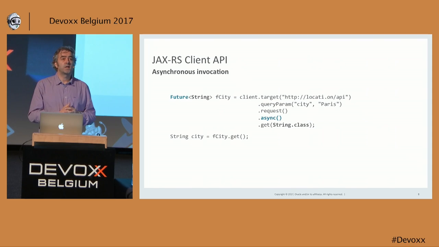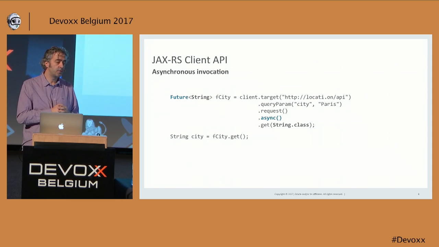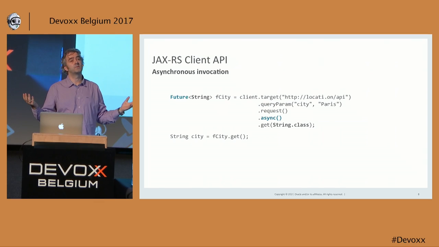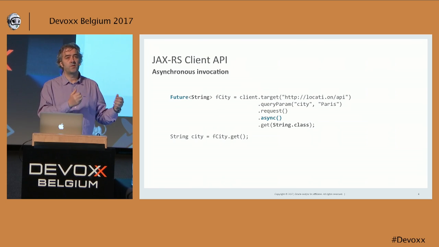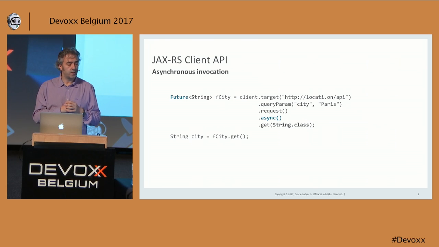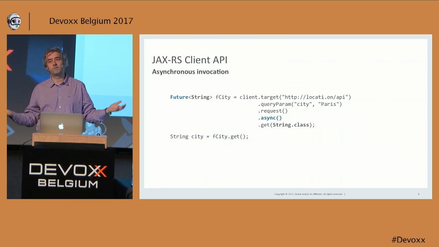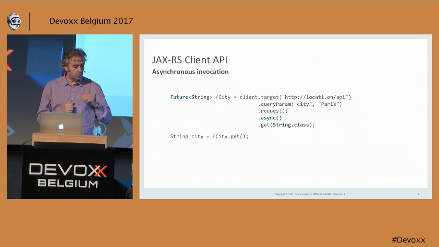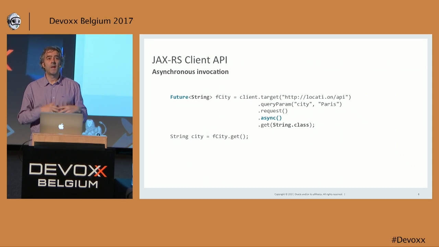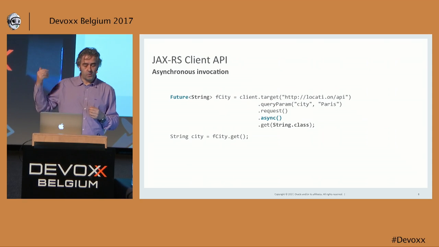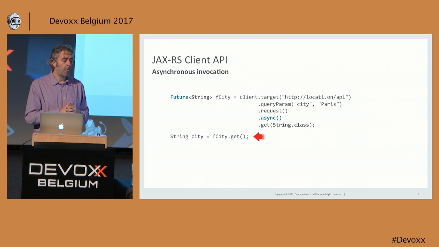So we have a future object, so that means that at some point in time we will do a get on that future object. And you know that doing that is basically a blocking call. So yes, we have an asynchronous behavior in JAX-RS 2, but we haven't solved the issue because the first call is not blocking, but the second call, the one that will get you the result, is a blocking call. So this one is blocking.